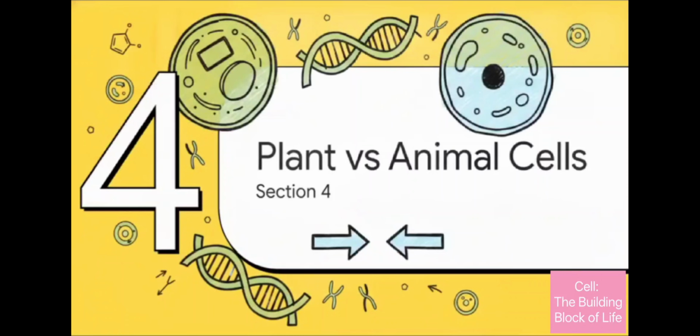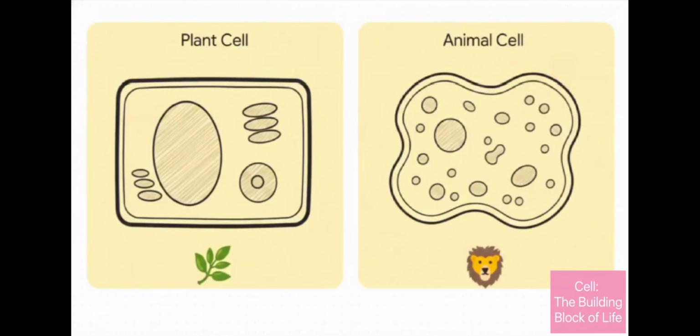Which brings us to Section 4, Plant versus Animal Cells. Setting up a direct head-to-head matchup to see exactly how these blueprints differ. Plant cells are basically heavily fortified castles. They have that rigid cell wall we mentioned earlier and a massive central water reservoir called a vacuole that creates internal turgor pressure to keep the plant standing tall. Plus, they're packing those food-producing plastids.